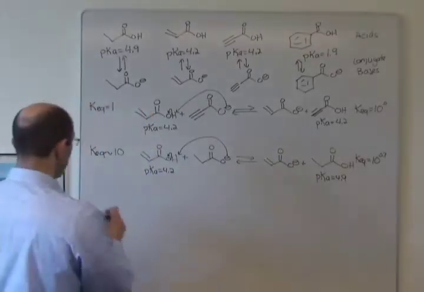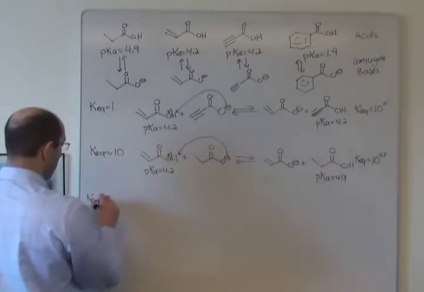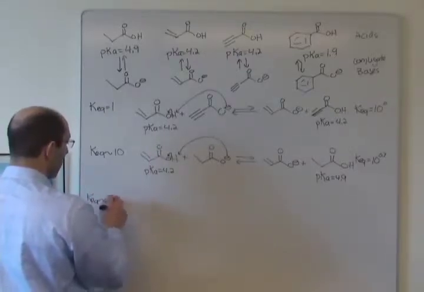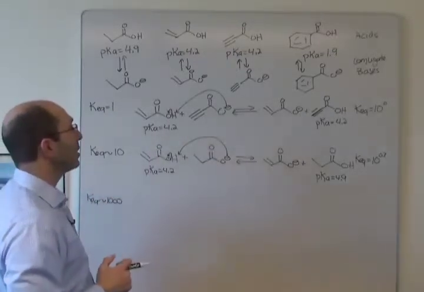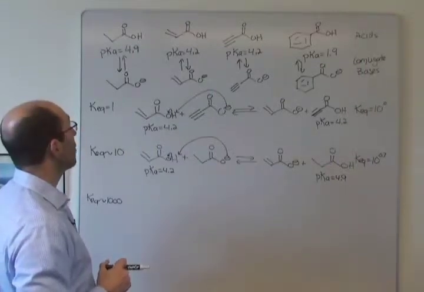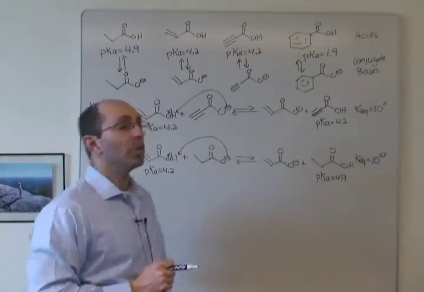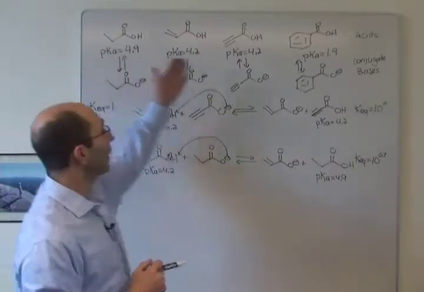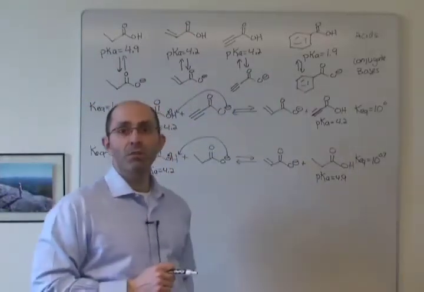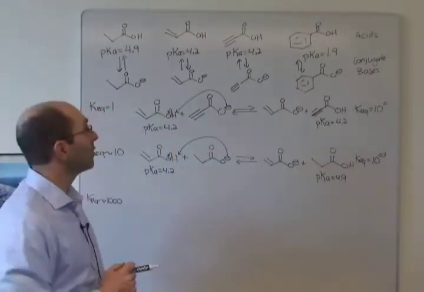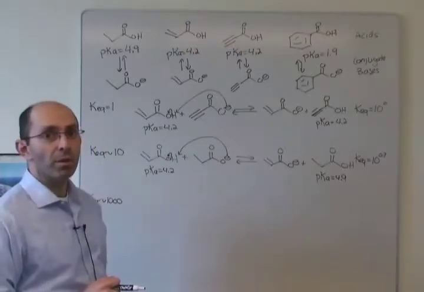And then the final one, we said we're looking for a KEQ approximately equal to 1,000. So we want a pKa difference that's somewhere around 3. And if you look up here, 4.9 minus 1.9, that gives us our difference of 3. So that's going to be exactly what we want to do.